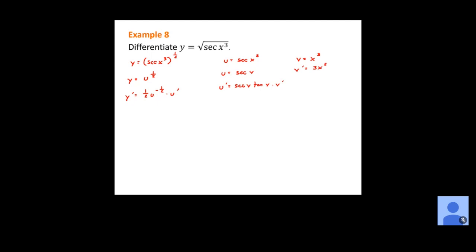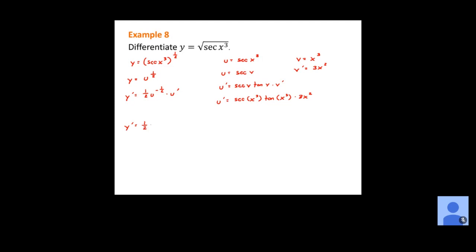All right, now we've got everything we need. It's just a matter of being very careful as you substitute back in. So our u prime over here now, if I substitute the v and the v prime, we'll get secant of x cubed, tangent of x cubed, and then times 3x squared. Now we have our u and our u prime all in terms of x. We can substitute that over here to our y prime.